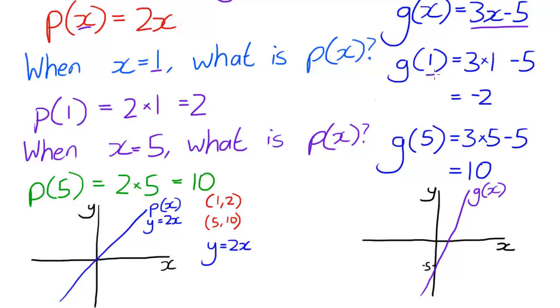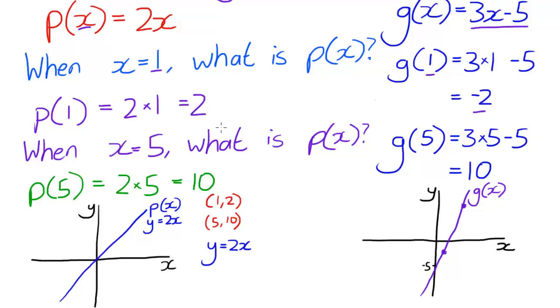And we have the points here. We have the point 1, minus 2, which is going to be somewhere here. That's going to be 1, minus 2 there. And we have the point 5, 10, which is maybe somewhere up here. They're not going to ask you to plot out points or anything, but it's just to give you an idea of what it might look like.